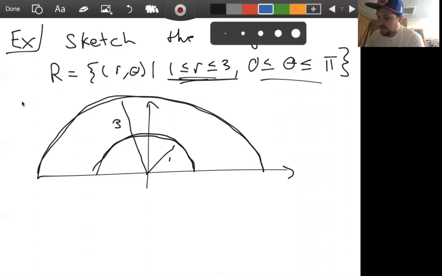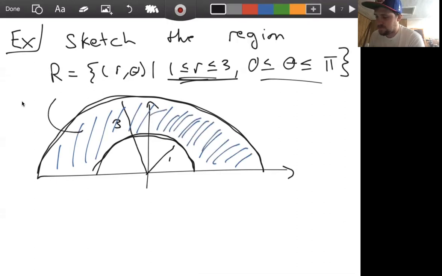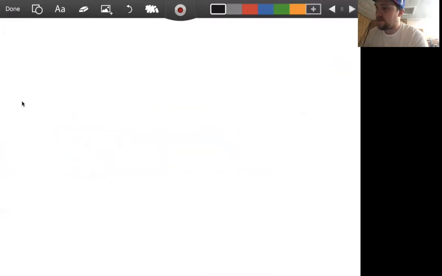And so this is like half an annulus or half a donut, if you will. This is our region R here. And the equation for this line is x squared plus y squared equals 1, and the equation for this line would be x squared plus y squared equals 9. But we know in polar coordinates these translate to r equals 1 and r equals 3 respectively. Okay, and so before we did any integration, I wanted to just give a quick example about sketching regions and getting familiar with what they look like. So now let's do an actual integration example.